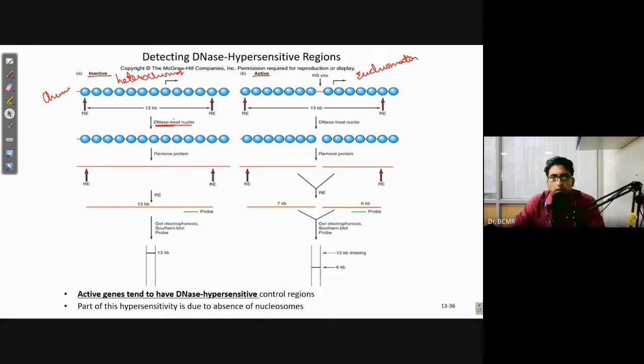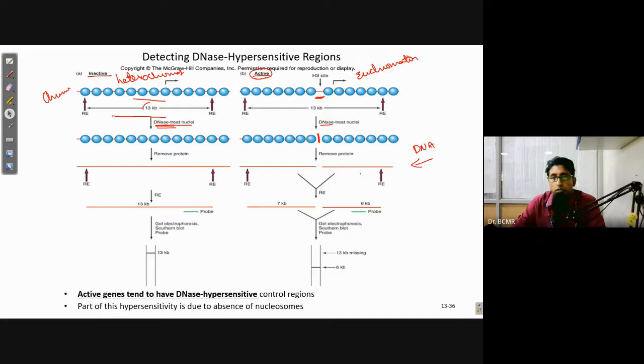So when we treat the nucleus with DNAse, the enzyme cannot do anything in this site because it's completely occupied by the nucleosomes. Whereas in the euchromatin one, there is a gap here, and that is the linker DNA that is long enough to be accessible by the DNAse, and therefore a cut would be made. The rest of the DNA is protected because there are nucleosomes. And what we do then is remove all the protein, meaning that we would have purified the DNA from the rest of the proteins.